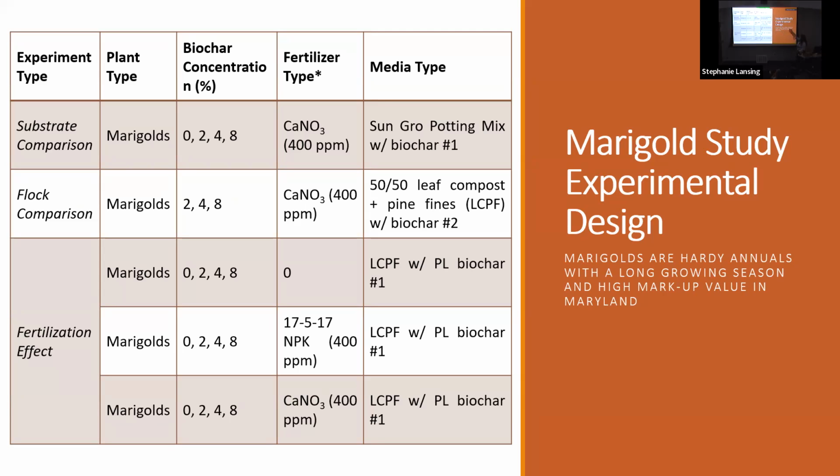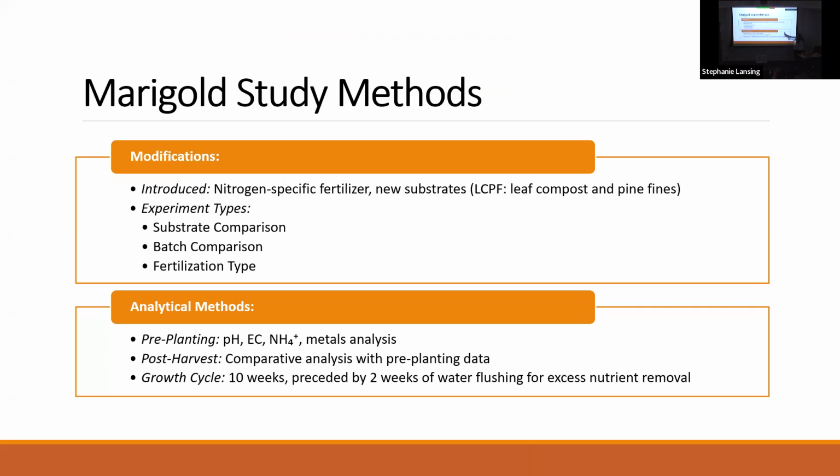We are also introducing various substrates. Again, we're trying to move further away from the peat-based materials in SunGro and moving more towards easily collected, renewable materials such as pine fines mulch and leaf compost. This material also has a higher amount of organic matter, so it's neutral but slightly more on the acidic side. So again, the main components of the marigold study look at substrates, variability between batches, and fertilization types.